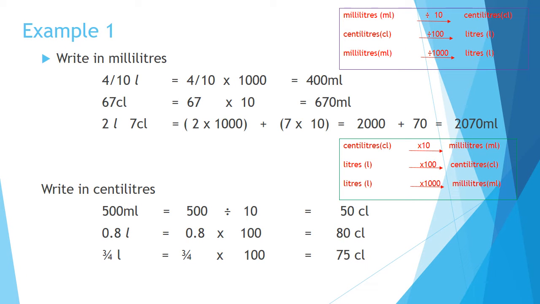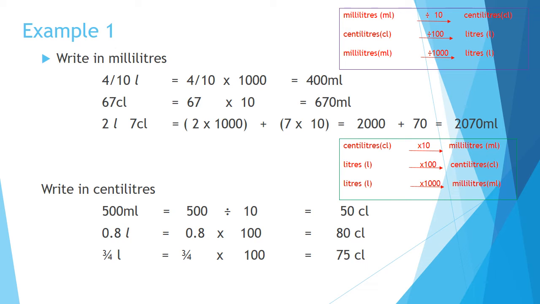Now let's look at some examples. Example 1. Write in milliliters. 4/10 of a liter. I have kept my two charts at the side. Now we are going to convert liters into milliliters, a bigger unit into a smaller unit, so we have to multiply by 1000. 4/10 of 1000 is 400 milliliters.